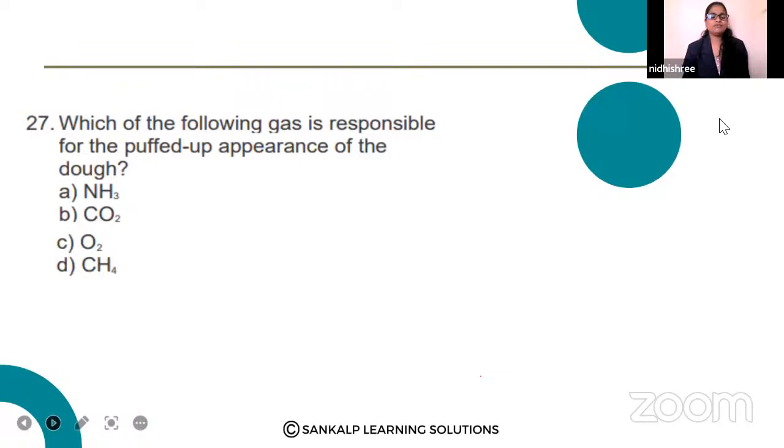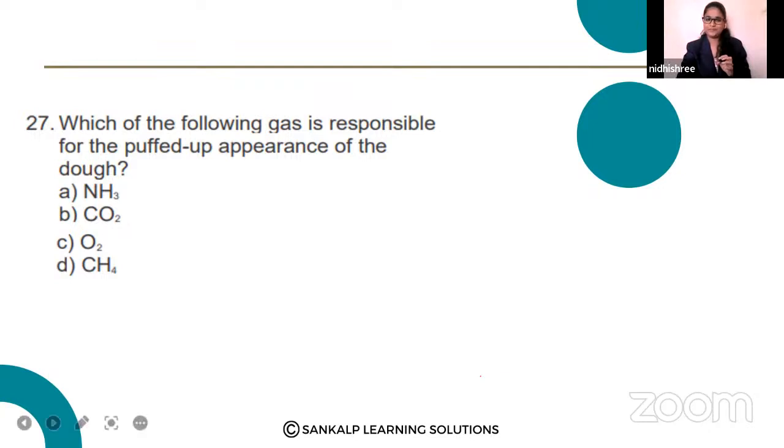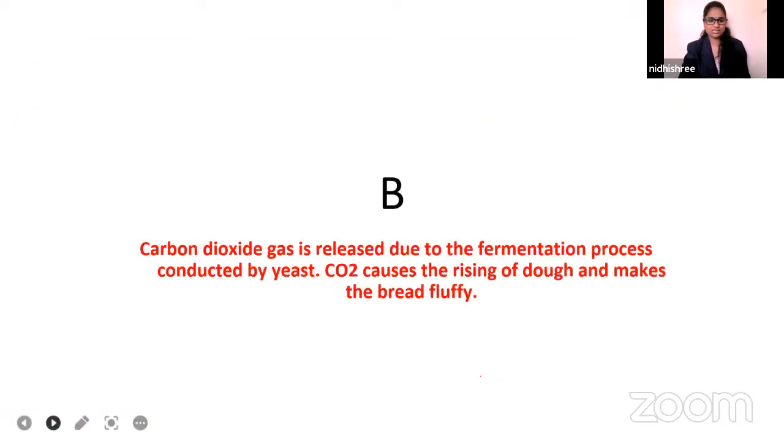Okay. 27th question. Which of the following gas is responsible for the puffed up appearance of dough? A, NH3; B, CO2; C, oxygen; D, methane. Option B, CO2. CO2. Okay. Someone said option C, oxygen, so I was like, okay. YouTube students, option A. Read the question properly. Which of the following gas is released for the puffed up appearance of dough? The right answer is option B, that is carbon dioxide.